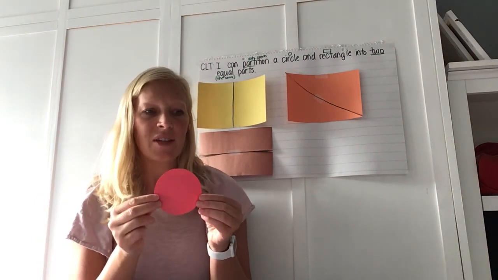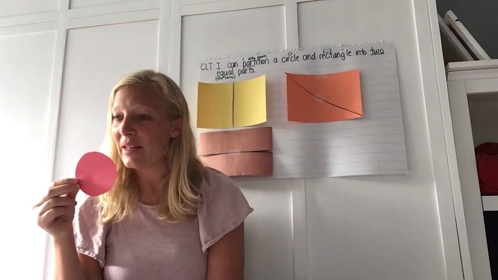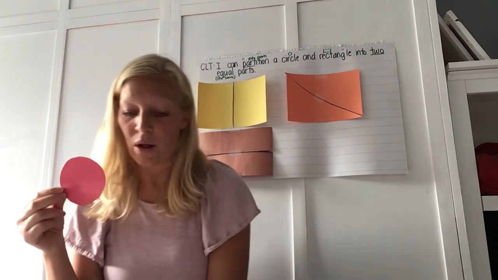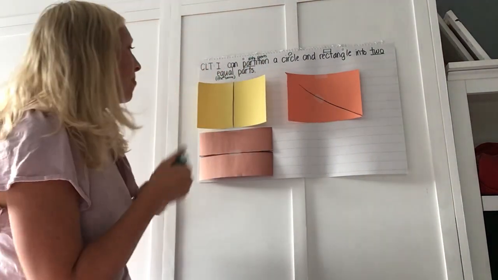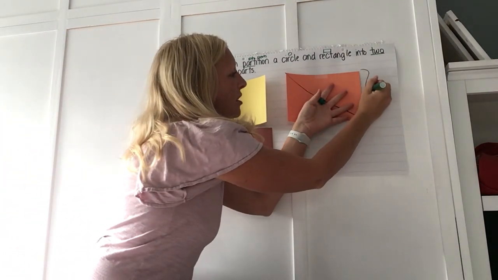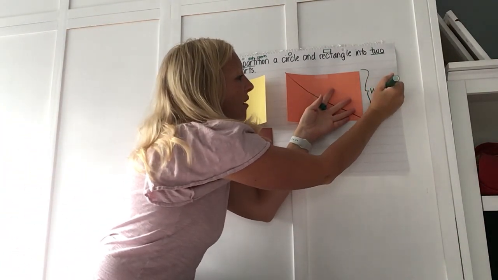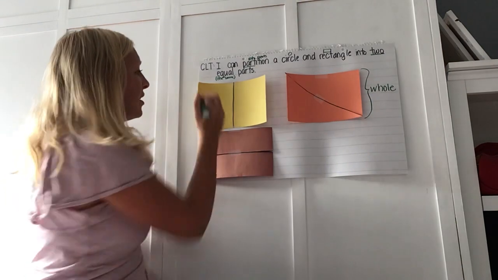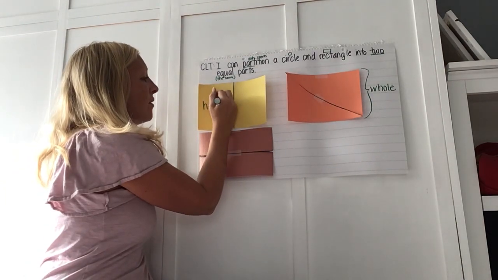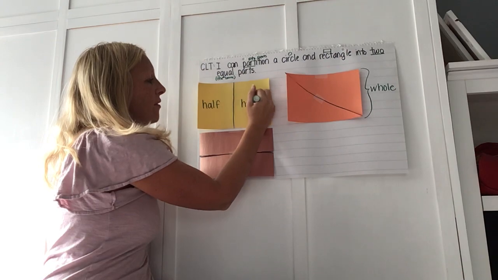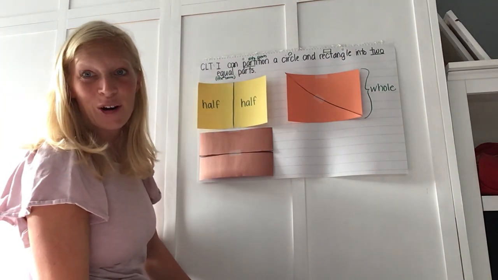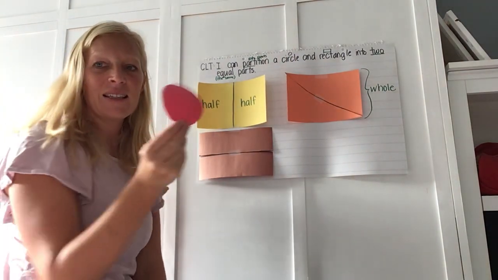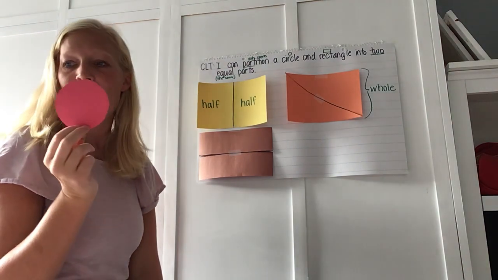What do you notice about this circle right here? Has it been divided or partitioned yet? Or is it a whole? When these are put together, they are whole, right? This is half and half. Part 1, part 2. Together they make a whole. Is this divided yet, or is it a whole?